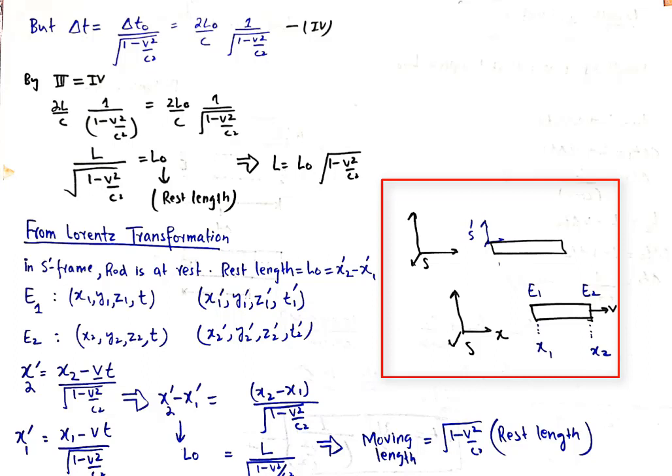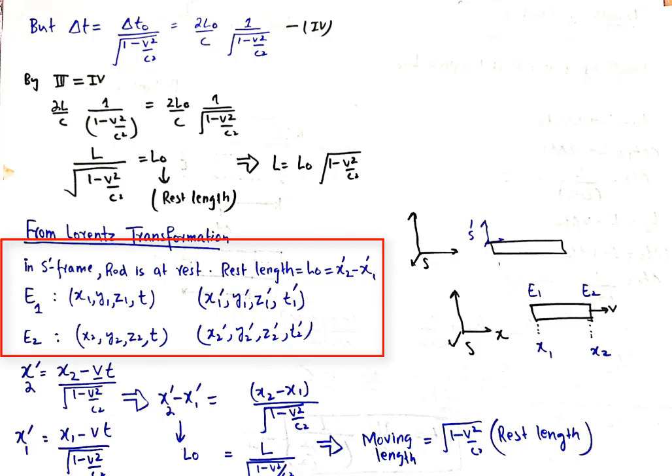If I define a frame S prime, and this S prime is also moving with the rod with the same speed, then in this frame the rod is at rest. Therefore x2 prime minus x1 prime will be the length of the rod. So in S prime frame, the rod is at rest, so the rest length of this rod is x2 prime minus x1 prime, which I am calling L naught.